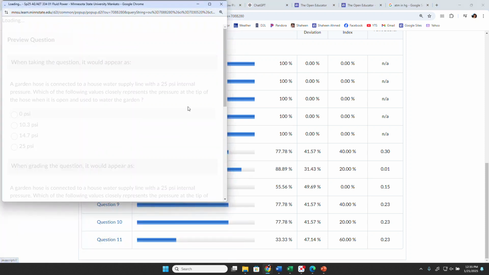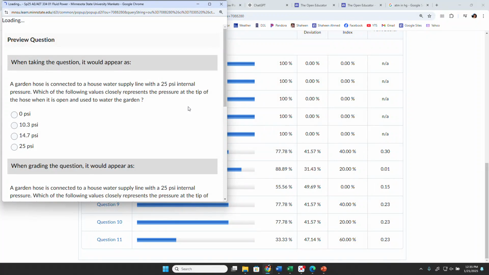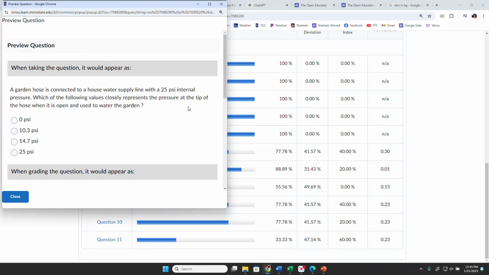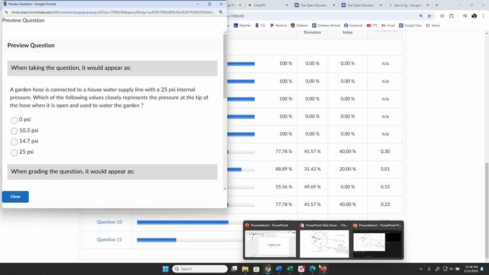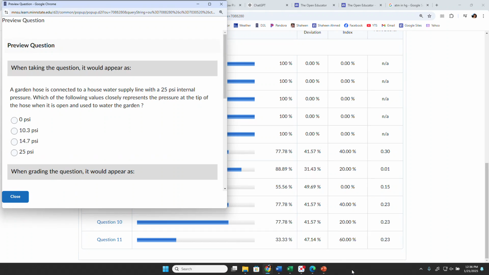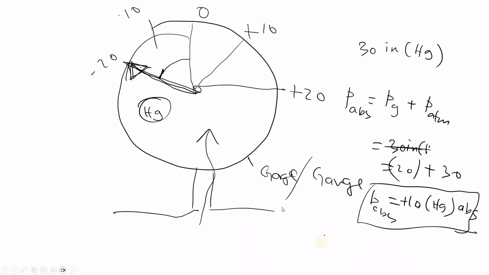Question 11 is a very similar question, very similar concept. This question is asking, if your house has an inside pressure of 25 psi, and then when you water the garden, you open the garden hose, then what pressure will it have, internal pressure. And mostly the common answer was 25, which is incorrect. I'm going to explain that.